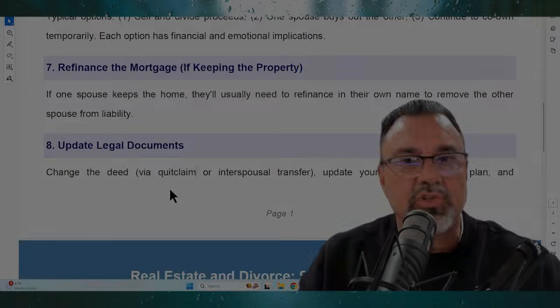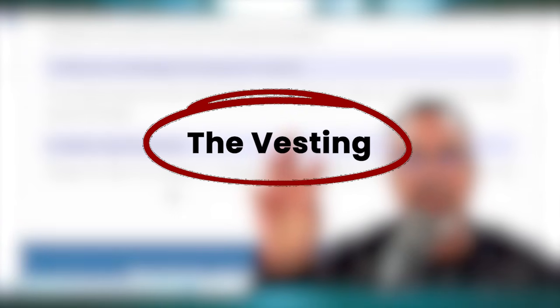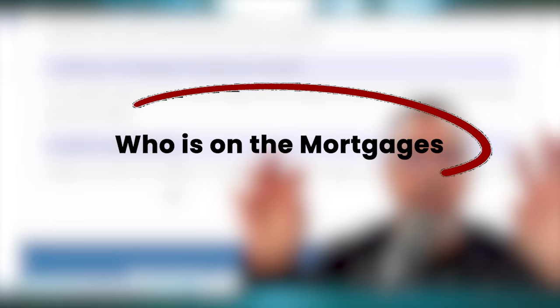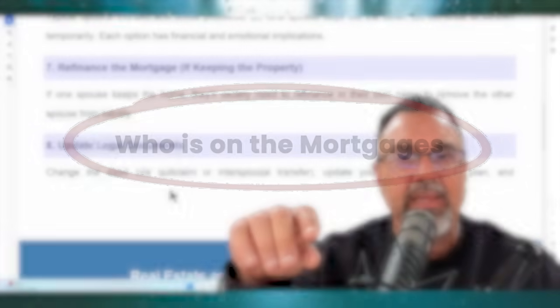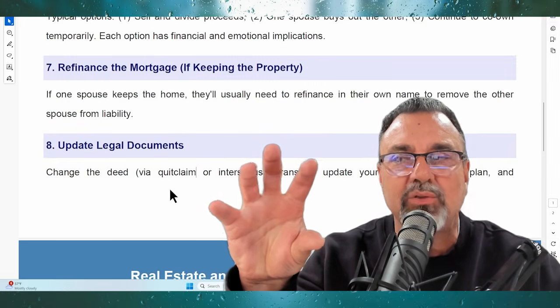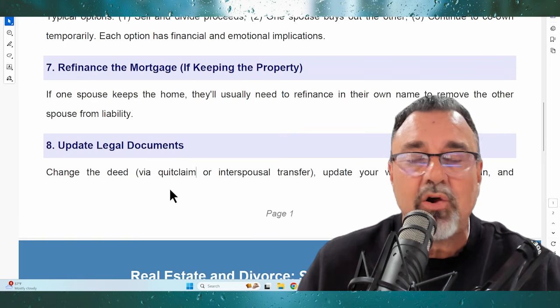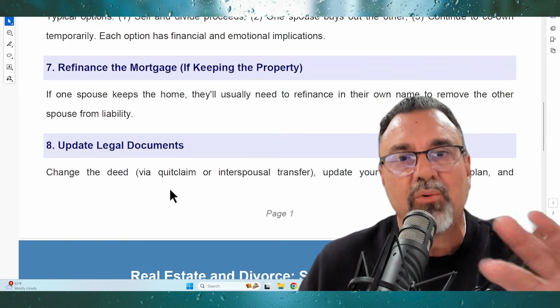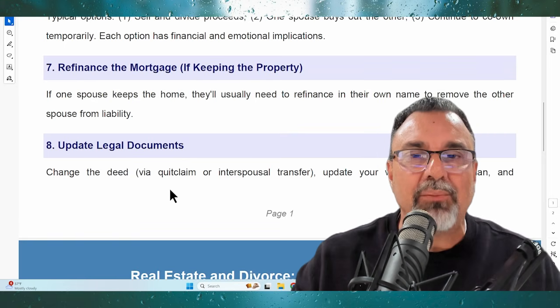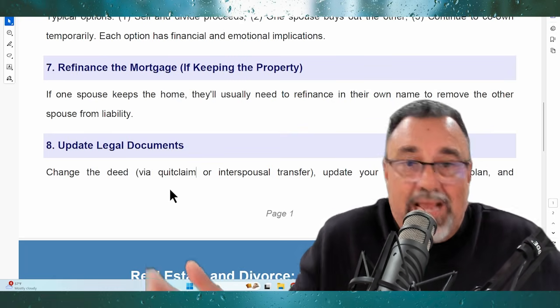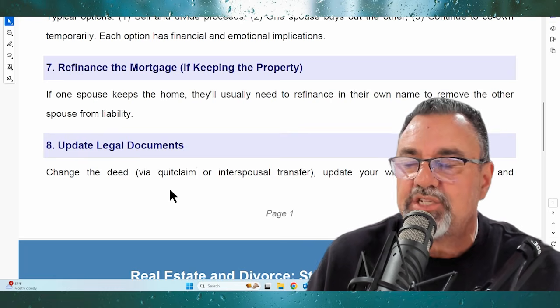That's how it works. So there's two pieces of this puzzle. There's the vesting, who actually owns the property at the state level. And then there's who is on the mortgage, and that could be a whole separate entity. So again, a quitclaim deed will change the vesting. If you and I are vested in the ownership of the home and you sign a quitclaim deed, it removes you from that. Now I completely own the house based on state and federal laws. However, the mortgage is a different thing.